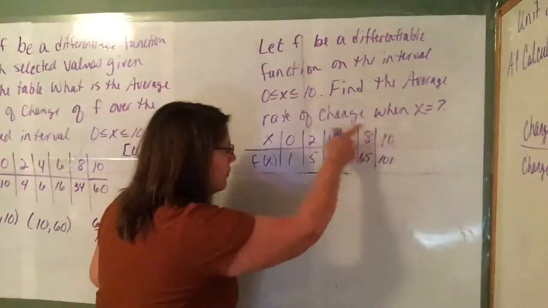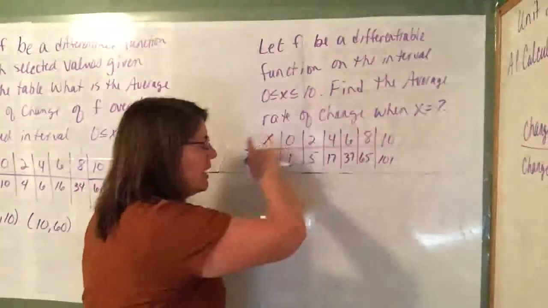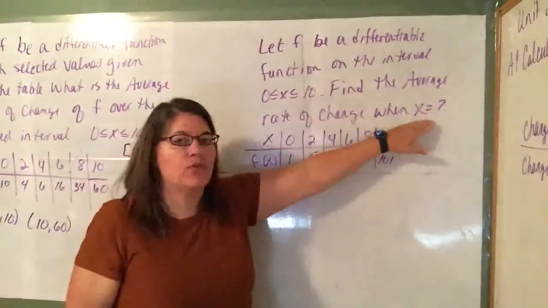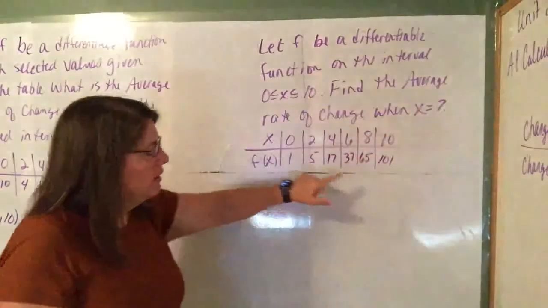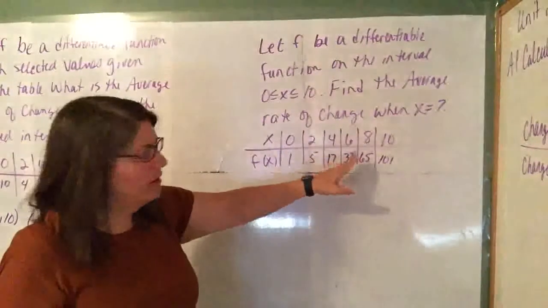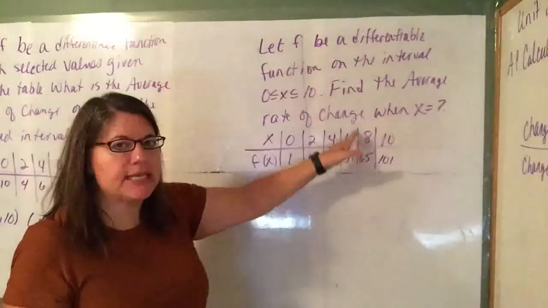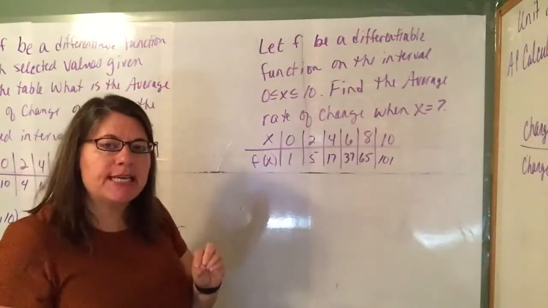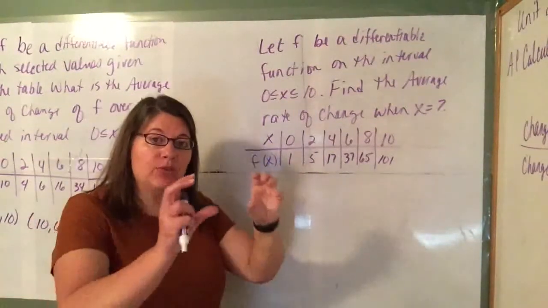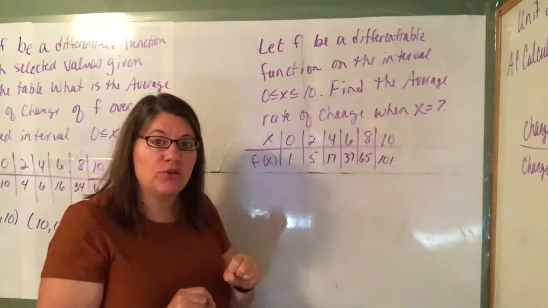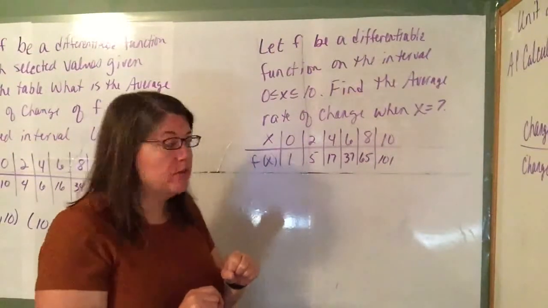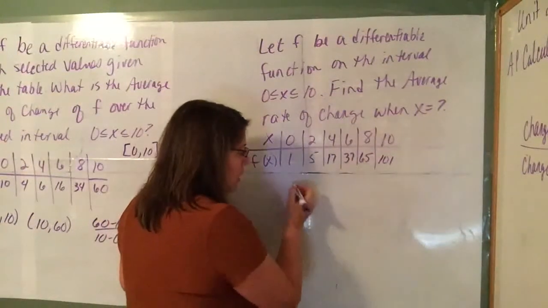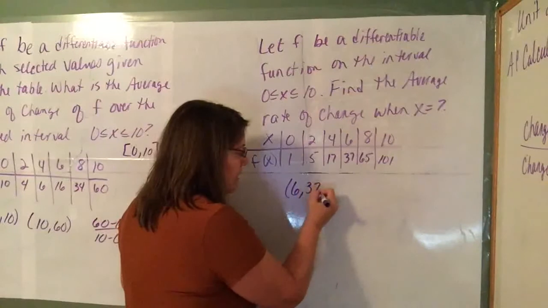These are ordered pairs within the function f of x. Okay? They want the average rate of change at x equals 7. Well, notice 7 isn't here. 7 is missing. It would be somewhere between 6 and 8. Okay? When this happens, what you're going to do is you're going to take the two ordered pairs on either side of the x value that they're asking you to find the average rate of change for.